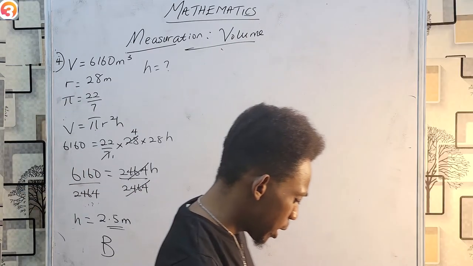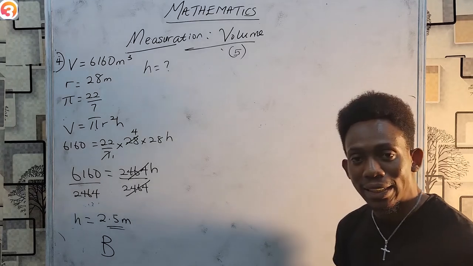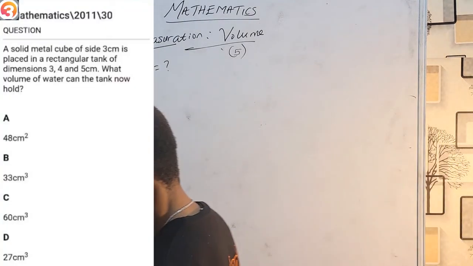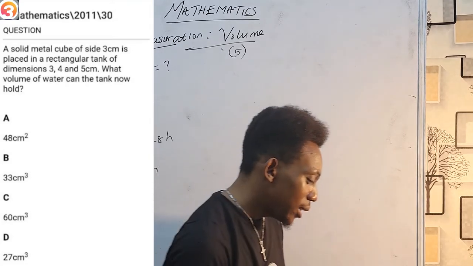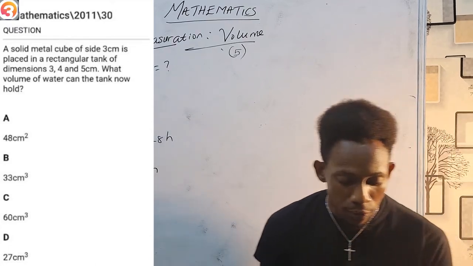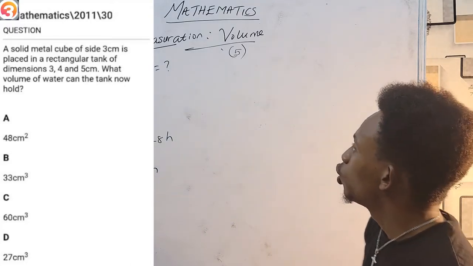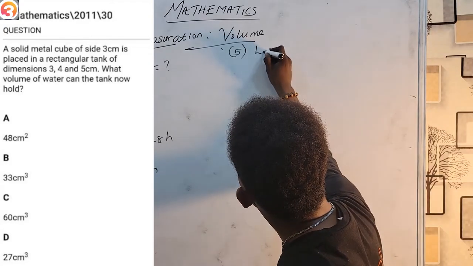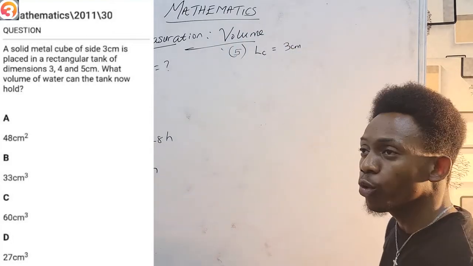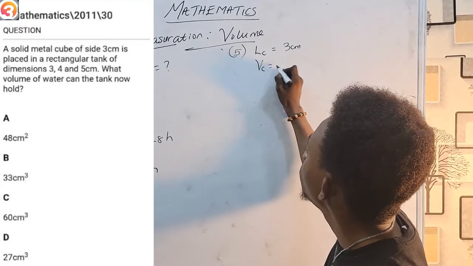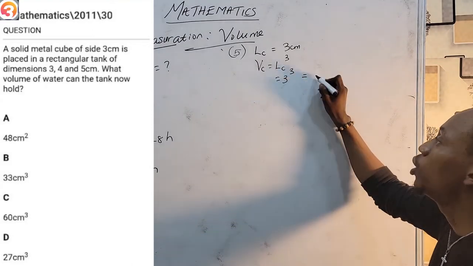Okay, let's move on. Let's look at a very, very simple question. This time from 2011, and this is question 30. A solid metal cube of size 3 cm is placed in a rectangular tank of dimensions 3, 4, and 5 cm. What volume of water can the tank now hold? So I have a cube. Let me call this LC, length of cube, equals 3 cm. Then the volume of this cube must be LC cube, which is 3 cube, which is 3 times 3 times 3, which is 27.